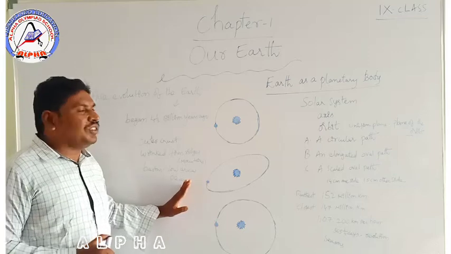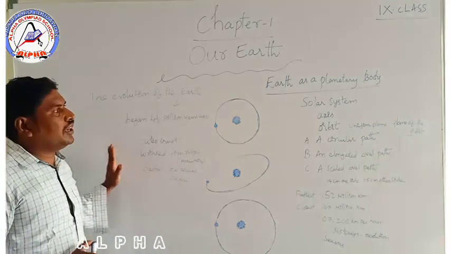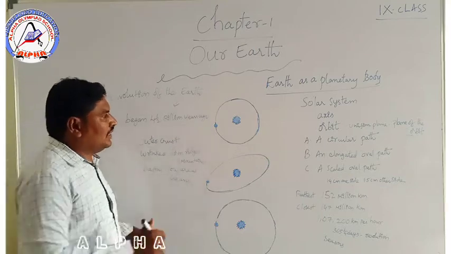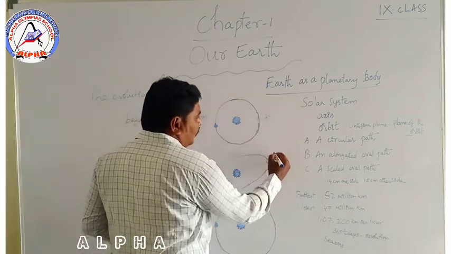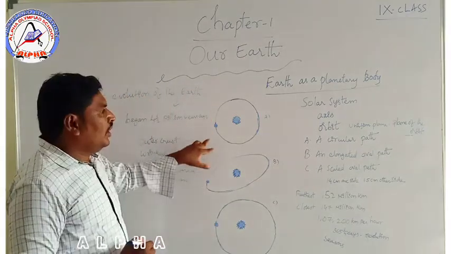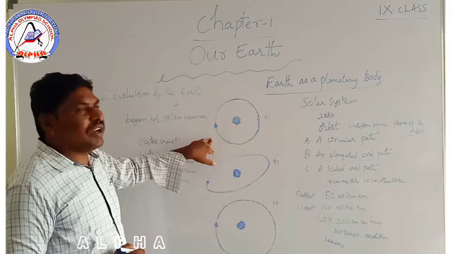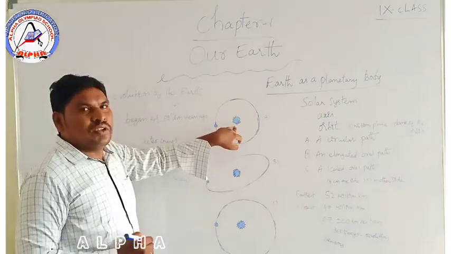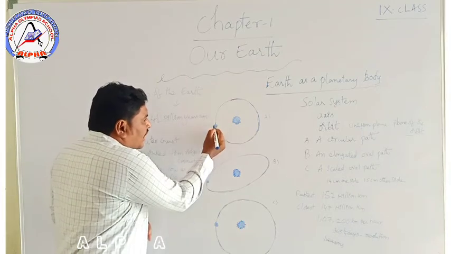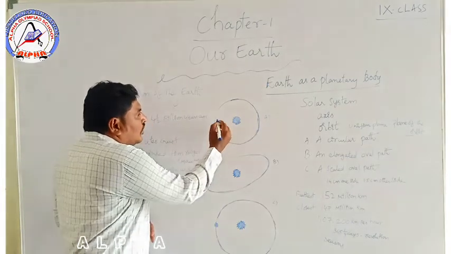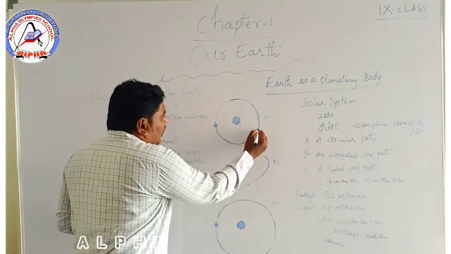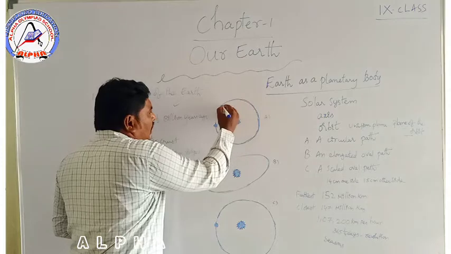Let us see the three pictures. In our textbook, three pictures are given. Let us check on the board. Here are three pictures, A, B and C. The first one is a circular path. Here you can observe the sun in the middle, and this is the Earth. This is the orbit. The Earth revolves around the sun in a definite orbit.